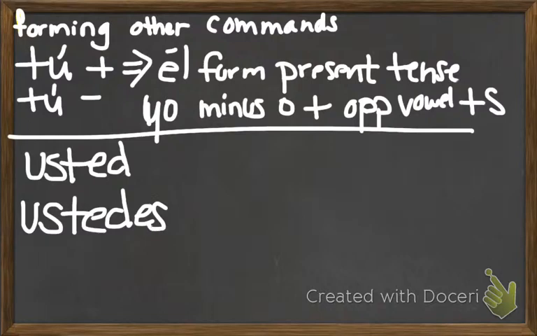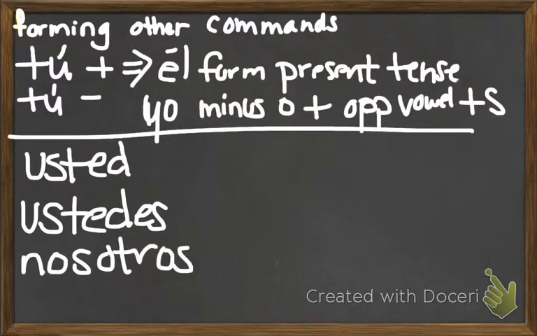command. And then for a little bit, we're not going to focus on it a lot, but we're going to mention nosotros. So ustedes you're going to use when you want to command multiple people at the same time to do something. That happens a lot. The nosotros command you're going to use when you're part of a group and you want to get the group to do something. Like, the translation in English would be let's. Let's do this. Okay?